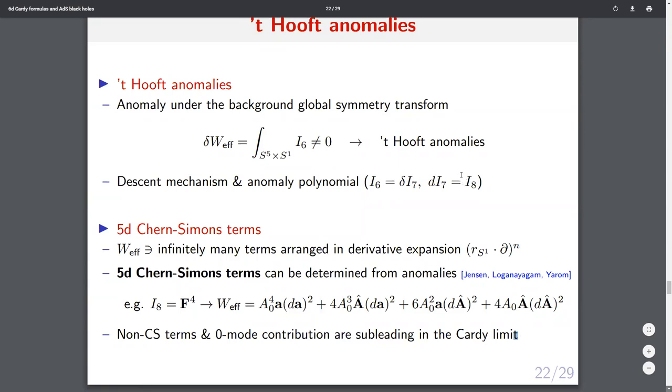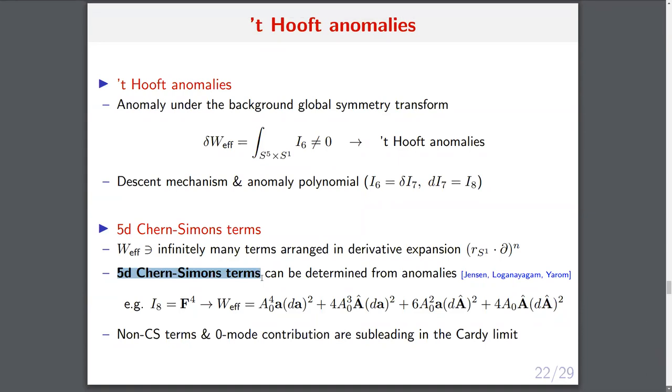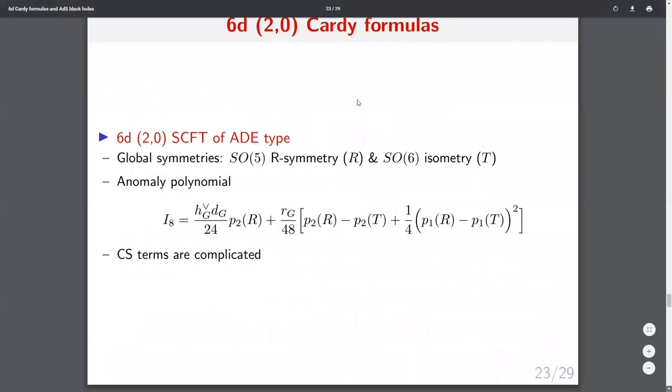So with the anomaly polynomial, we can determine the 5D Chern-Simons terms. By integrating them, we can obtain the effective action, which gives the leading contribution at the Cardy limit. I'm going to show one concrete example. First, let us consider the 6D (2,0) Cardy formula.